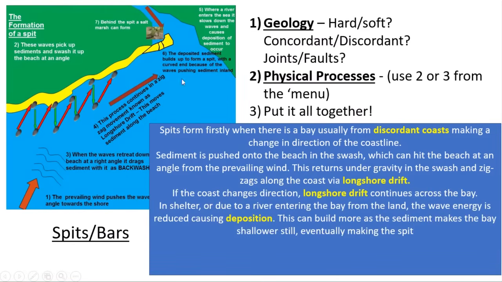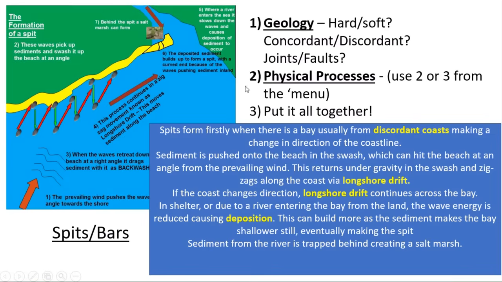If the coast changes direction, as it has here, longshore drift continues across the bay in shelter or due to a river entering the bay from the land. The wave energy is reduced, causing deposition. So that's important. To get this spit to form, you need the sediment to be deposited, and that could be because of shelter from the bay, less wind, or the river flowing, reducing the flow. This can build more as the sediment makes the bay shallower still, eventually making the spit. So as this sediment builds up to begin with, it makes it shallower, so that increases friction as well.